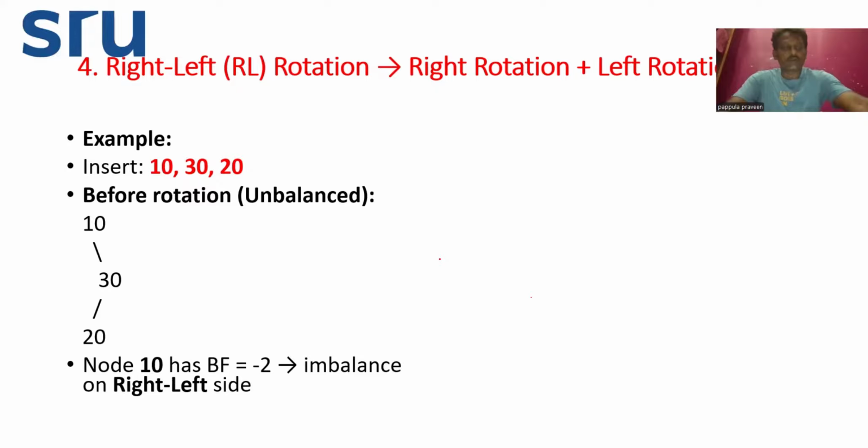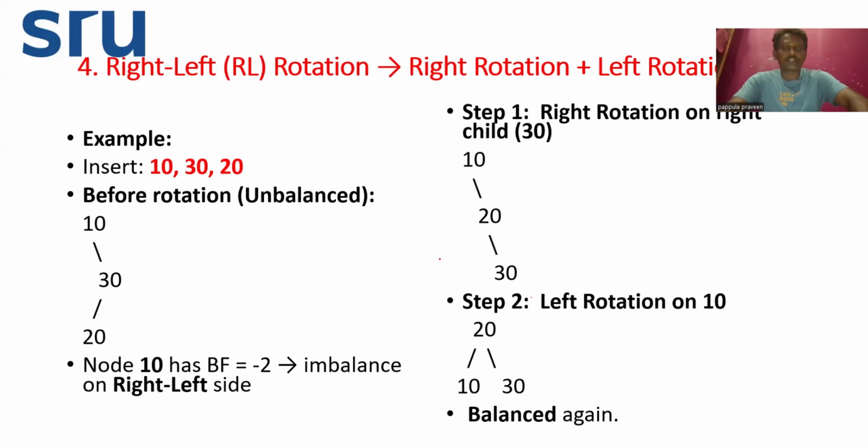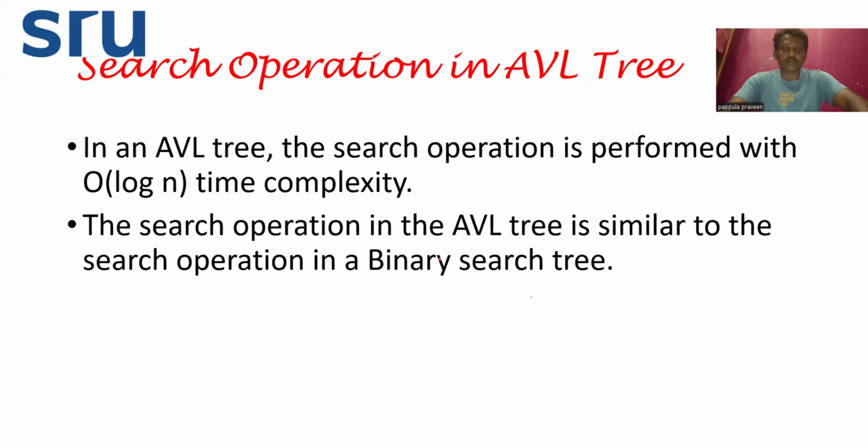So 10 is the root node, 30 is the right child, 20 is the left child. Now, after this right rotation, 10 and 20 are moved to right side. Right? Now 10, 20, 30. Then 30 is moved to left side. Now after left rotation, 20, 10, 30 is balanced.